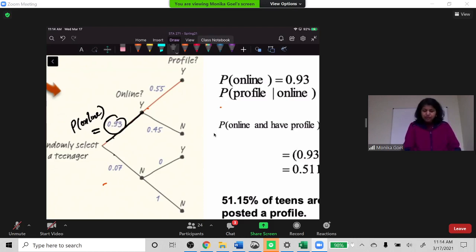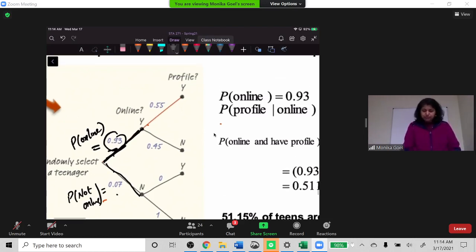And since it's a tree diagram, we have two branches. One is with online and without online. Without online is 1 minus this. So not online. And if it's not given, we can subtract this from 1 and we get this part. Now, on the first branch, you have sub-branches. So if the teenagers are online, they uploaded their profile, and the probability of that is 55%. And again, you see that everything is converted into decimals because we are looking for a sum of 1. So if the percentages are given to you, convert into decimal first.